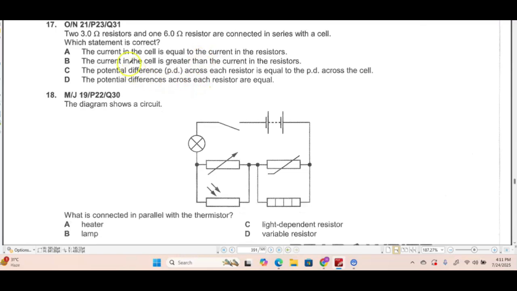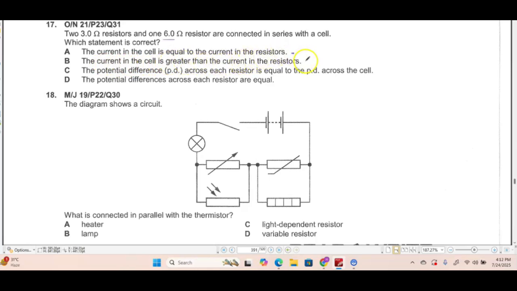Question number 17. Two 3 ohm resistors and one 6 ohm resistor are connected in series with a cell. Which statement is correct? The current in the cell is equal to the current in the resistors. Let's go through the other options as well. The current in the cell is greater than the current in the resistor.